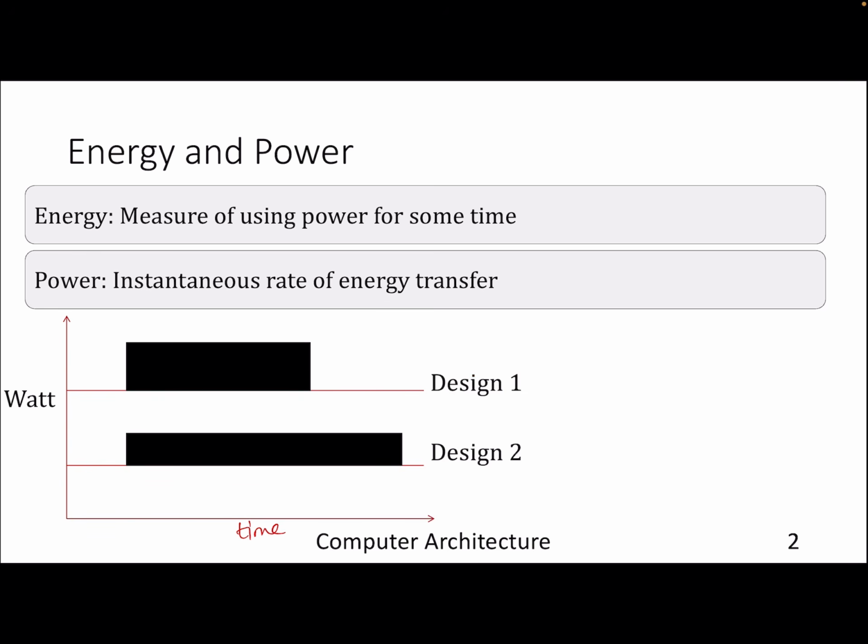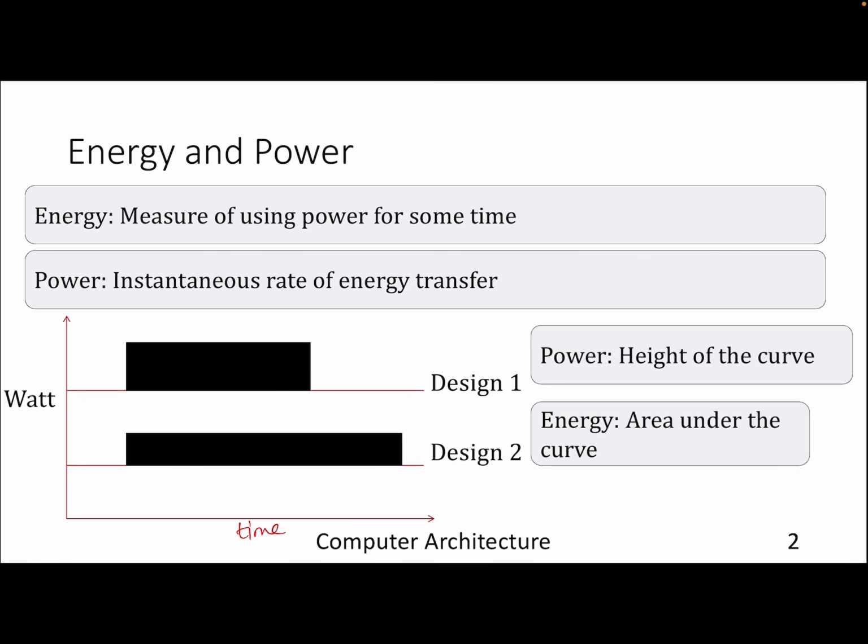So let's say there are two systems, A and B, and you are comparing their performance, power, and energy numbers. For performance, you have this IPC, but now you have power. To quantify power, it's actually the height of this particular curve. For this particular design, this is the power. It is pretty straightforward. That's the y-axis. The height of the curve will give you the power.